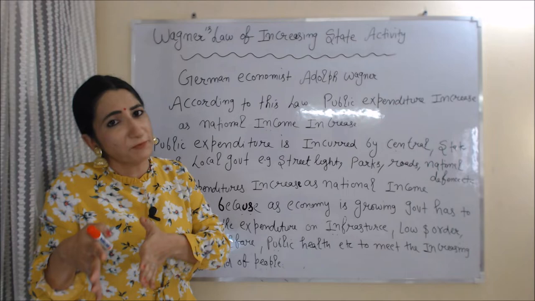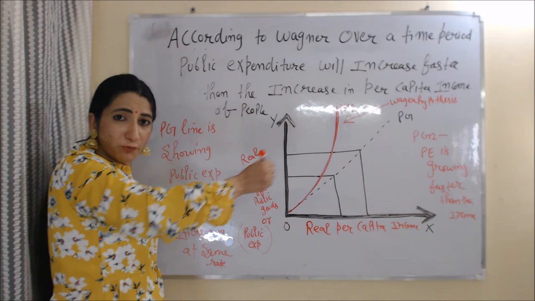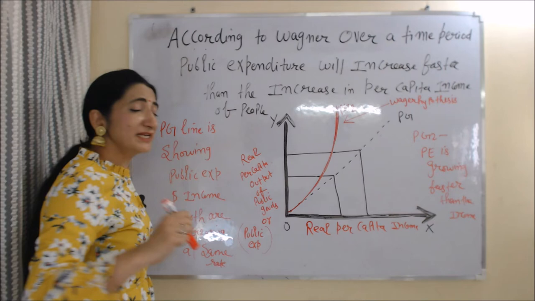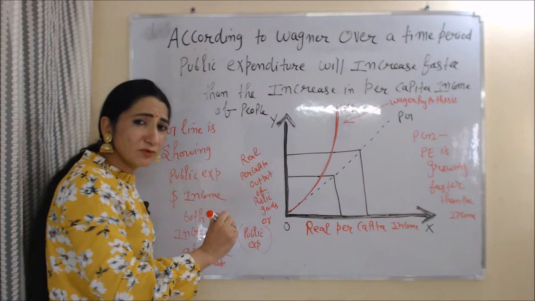According to Wagner, over a time period, public expenditure will increase faster than the increase in per capita income. In this diagram, you can see here on x-axis, we have real per capita income, and y-axis, we have real per capita output of public goods, or we can say that on y-axis, we have public expenditure.